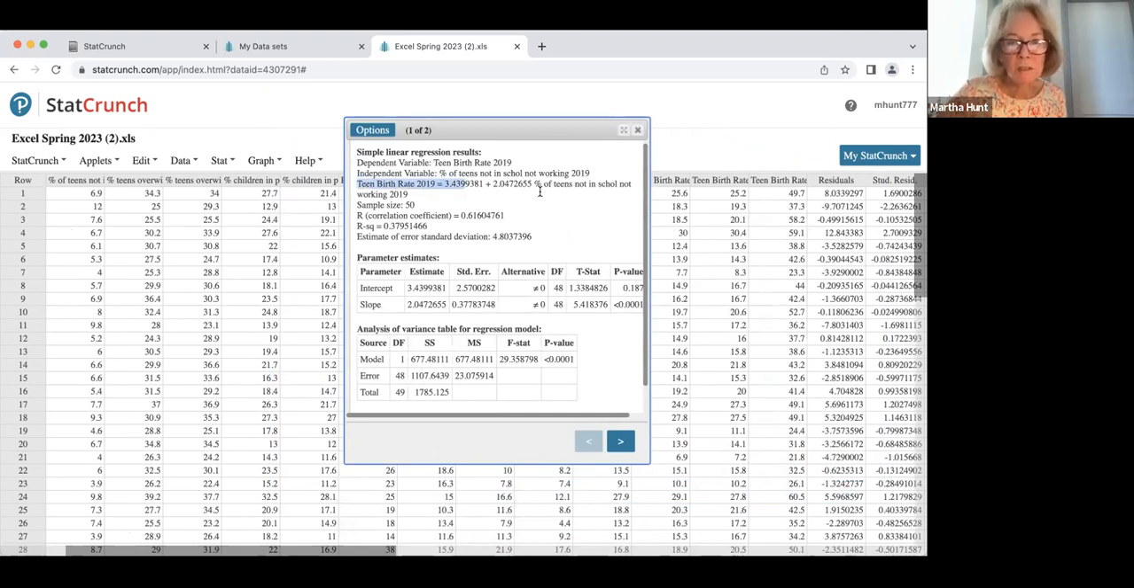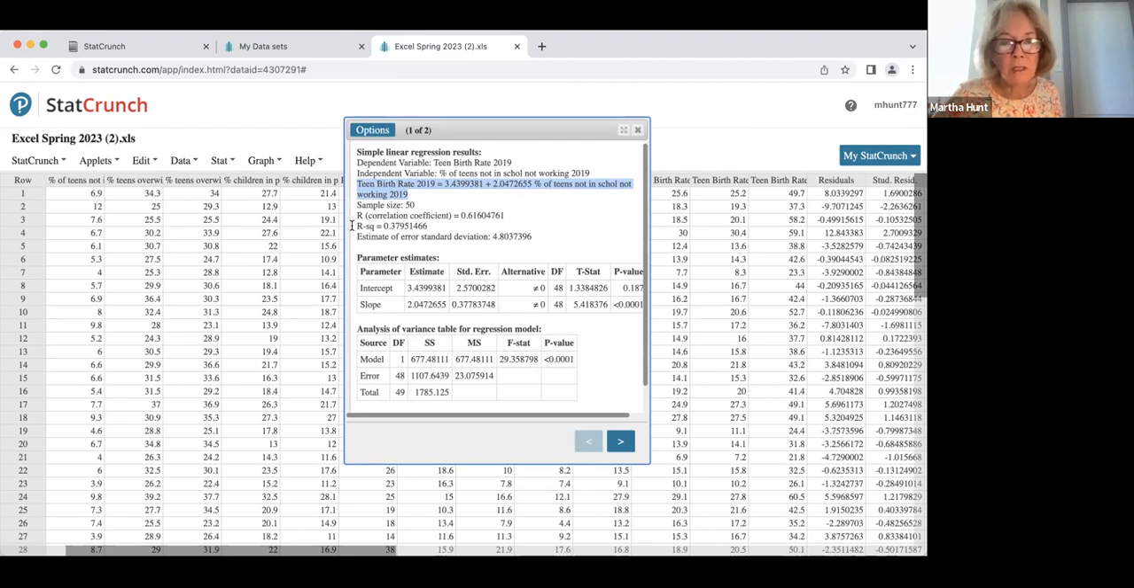I want the equation highlighted, copy and paste it into your document. Okay. Then you don't have to do any typing of the words teen birth rate and percent of kids not working. You don't have to type that, copy, paste it. It will have too many decimal places. So when you do your copy paste, delete the trailing decimals that you don't need.